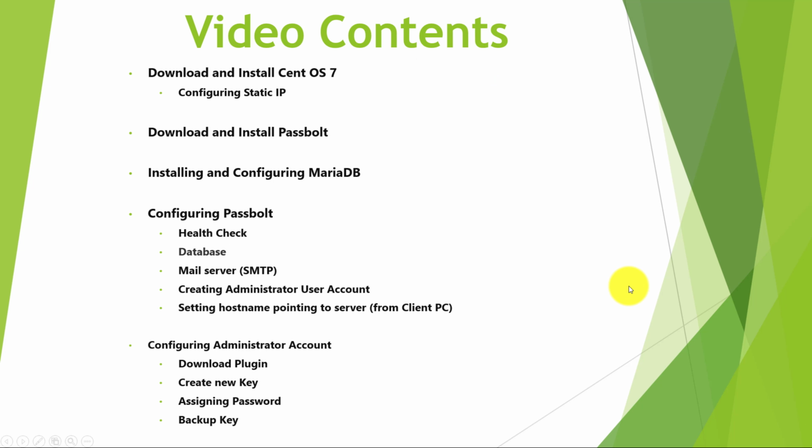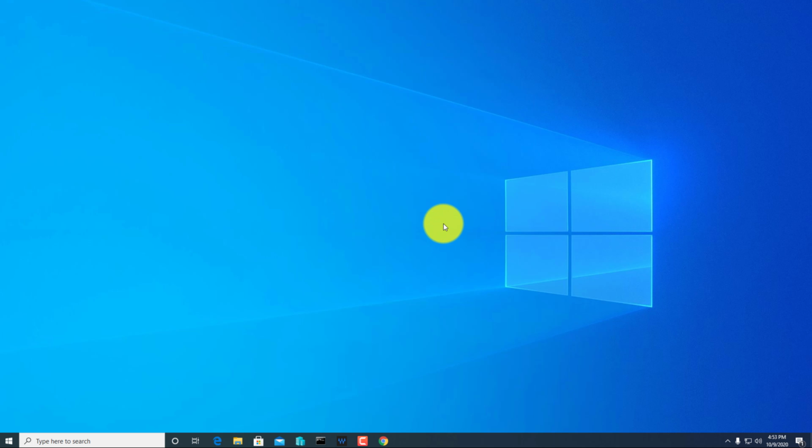So here you can see the video contents, what I will be doing in this video tutorial. The first thing, we'll be downloading and installing CentOS 7. Next, we'll download and install Passbolt server. Then the third thing, we'll be configuring the database for the Passbolt server. Then after that, again we'll be configuring Passbolt, and finally we'll end this video with configuring the administrator account. Okay, so now I will show you how to download the CentOS operating system.